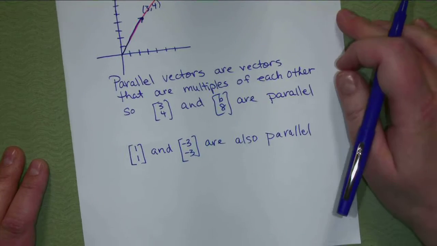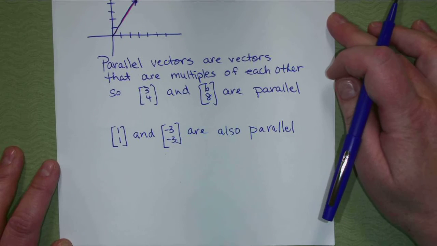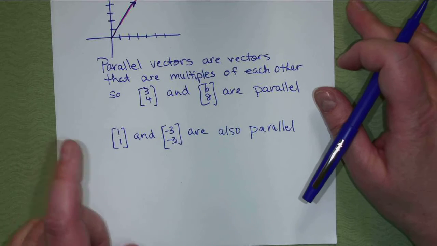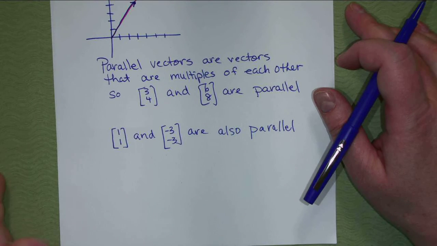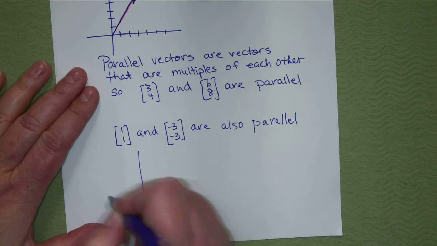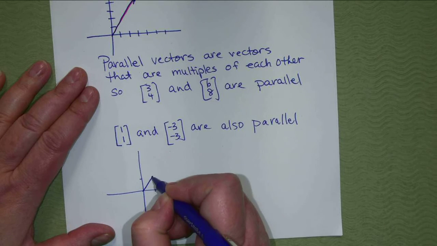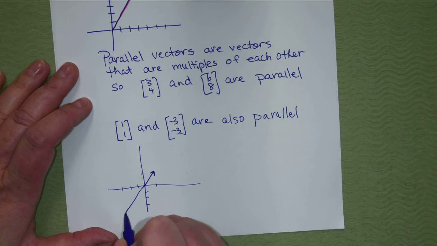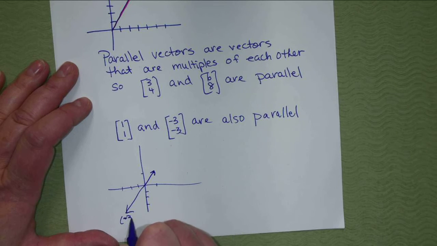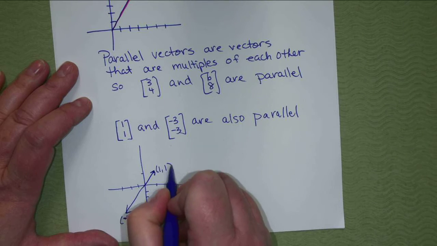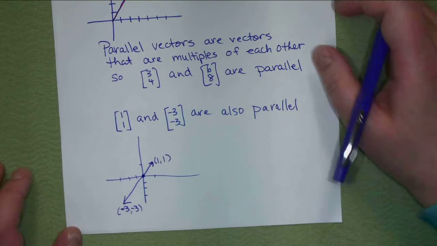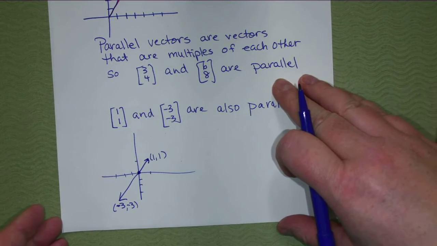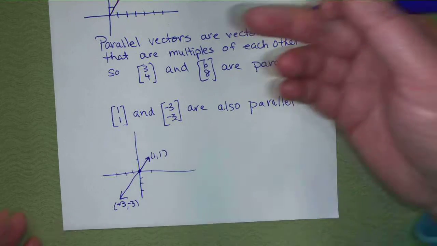How could you see that they're parallel by just looking at them? Yeah, if you multiply the first one by -3, you get the second one. If you were to draw these, they don't lie on top of each other, but they're on the same line, if you think of it that way. So (1, 1) in standard position, and (-3, -3). They're in the opposite direction, but they're still on the same line. Anything that lies on that line would be parallel to these vectors.